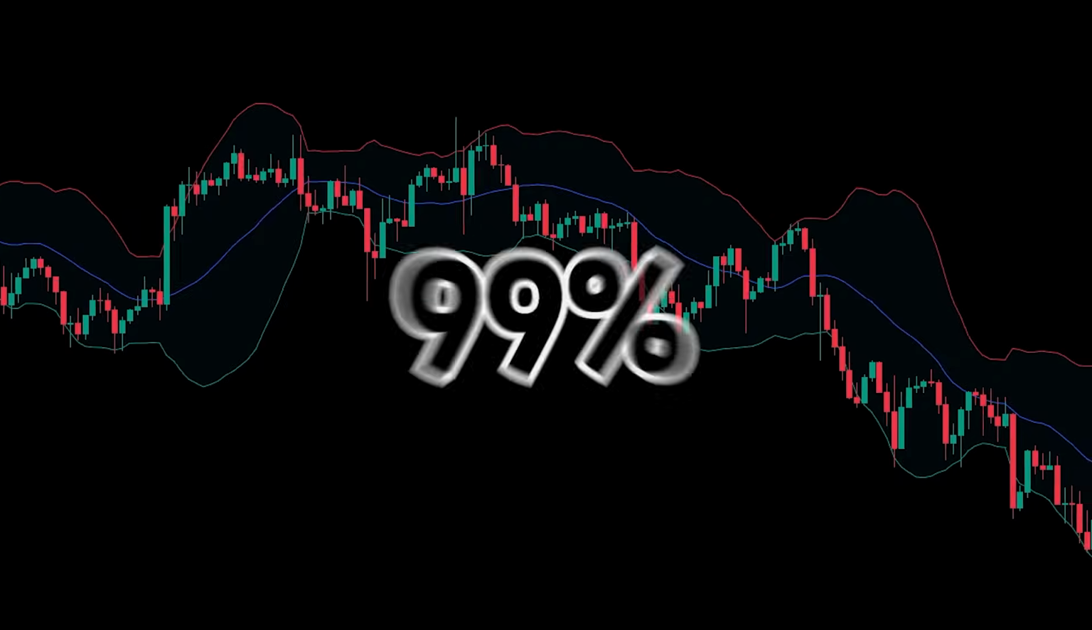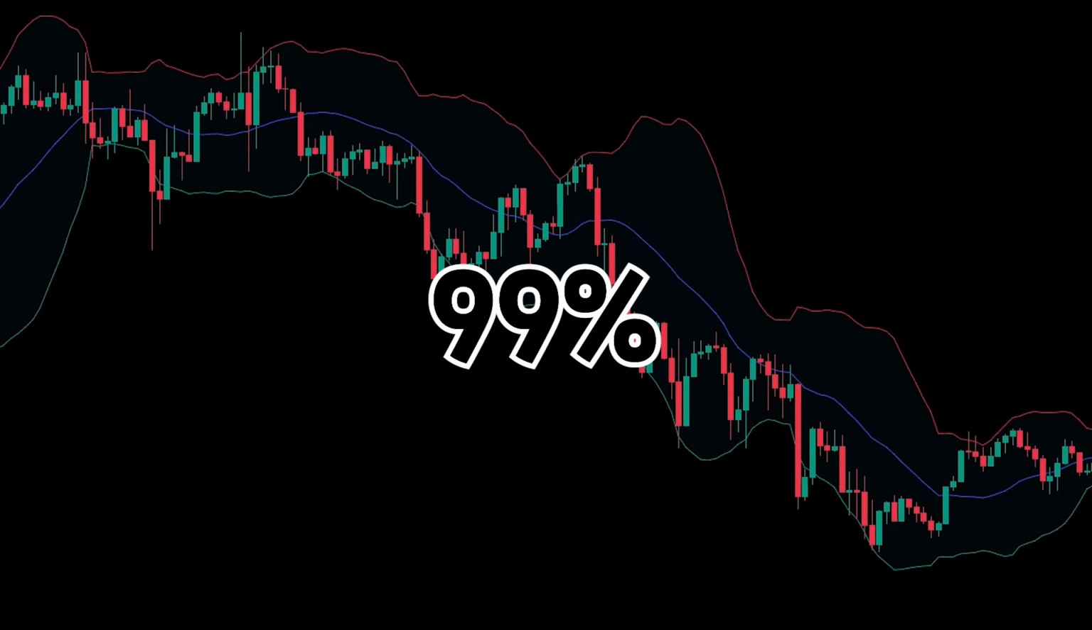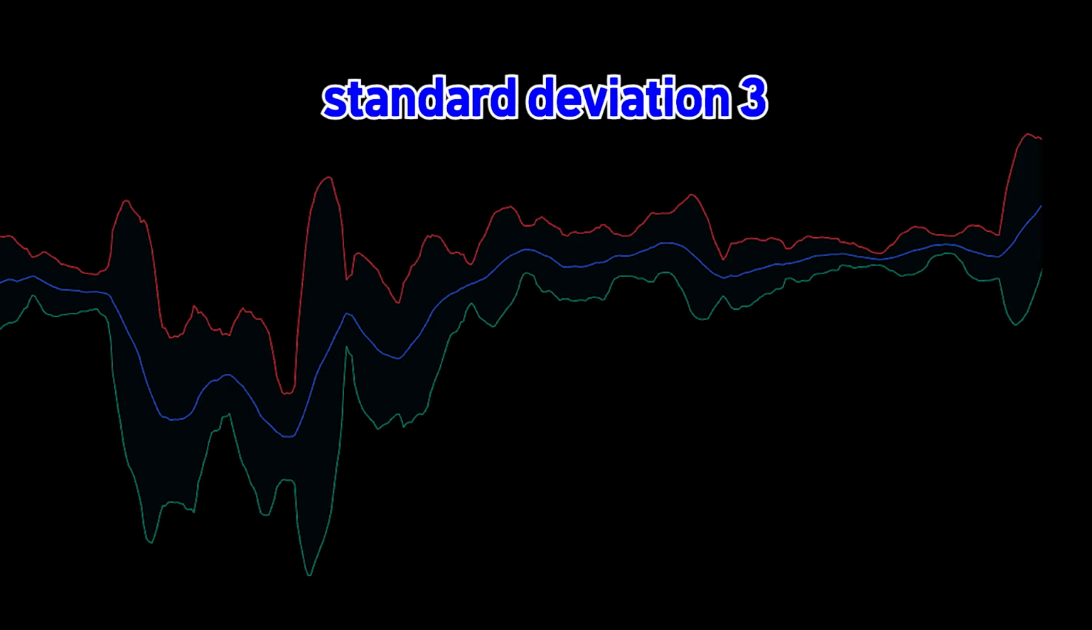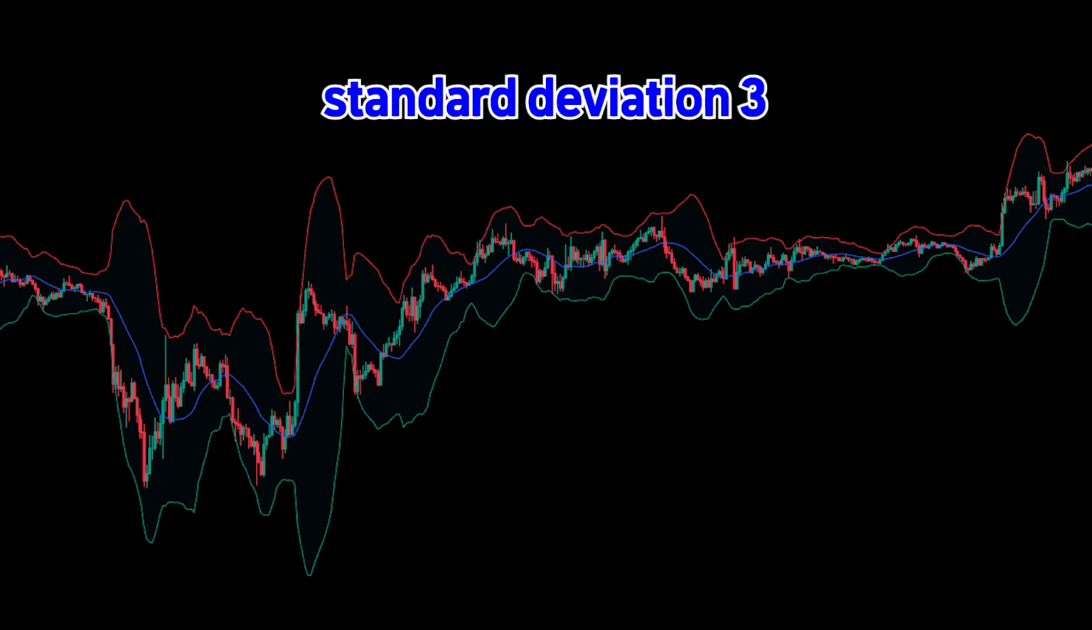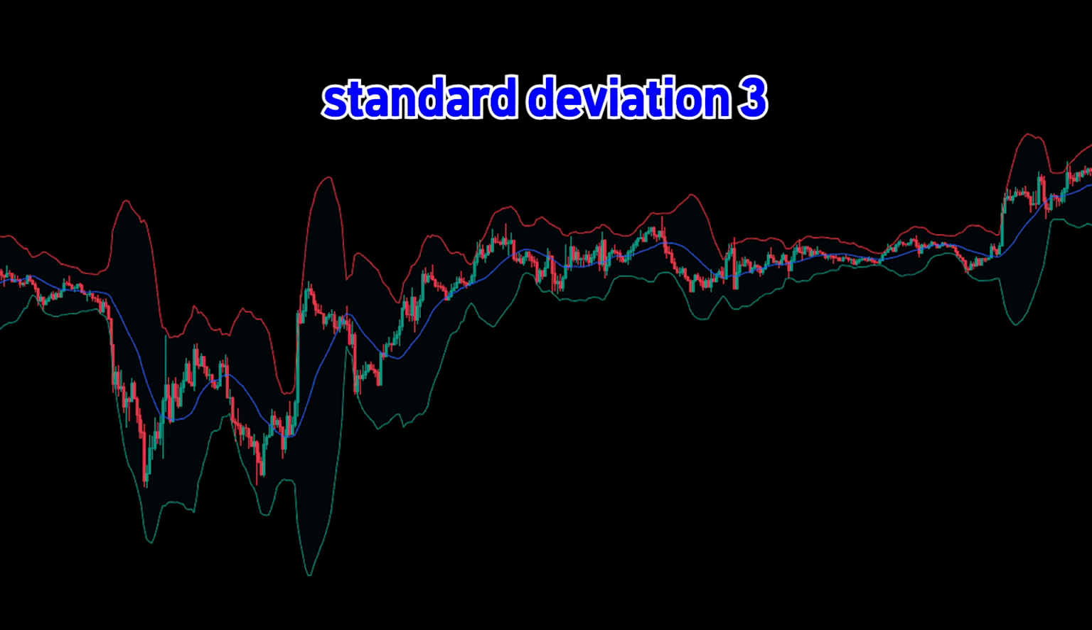In theory, price moves within this range 99% of the time. Put differently, a candle that breaks outside the standard deviation 3 band statistically occurs less than once in 100 candles. It's an extreme outlier. We apply this principle to trading.